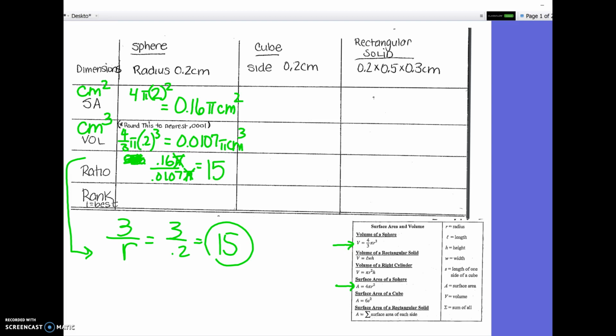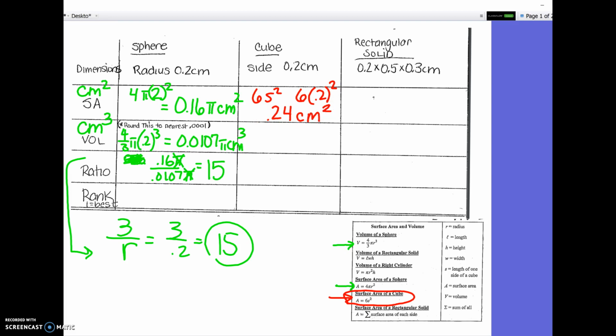So our second shape is our cube. You're going to notice that there is no formula for volume of a cube. For surface area of a cube, it's right here: 6 times the length of one side squared. So that's going to be 6 times 0.2 squared. And that's going to give us 0.24 centimeters squared.